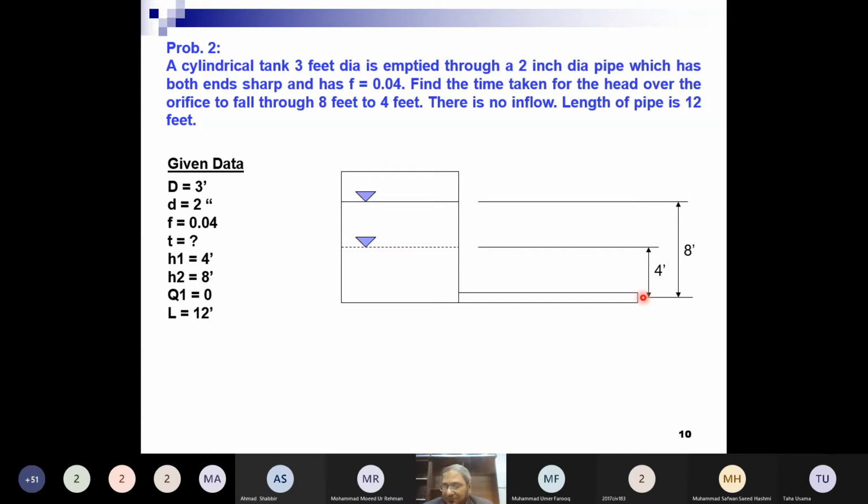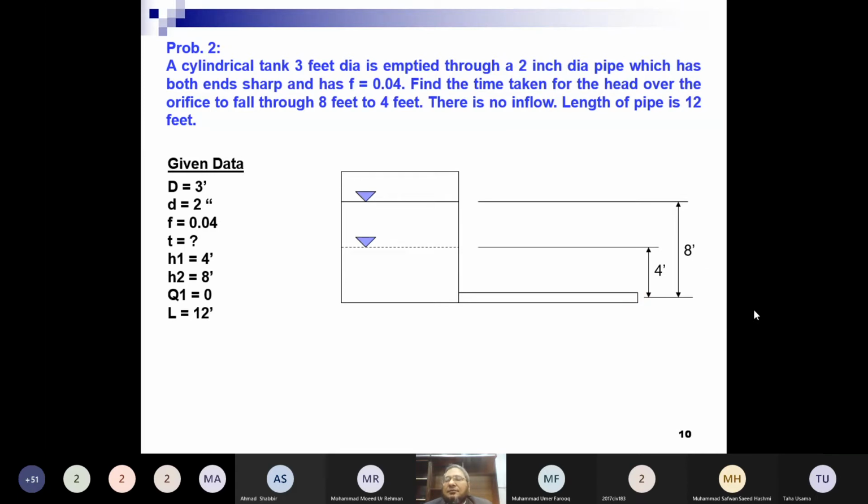Am I right? Then what would be the energy equation between section number 1 and section number 2? Taking this as a datum, that would be Z1 plus P1 over gamma plus V1 square over 2g, which should be equal to Z2 plus P2 over gamma plus V2 square over 2g plus what? What else do we require?